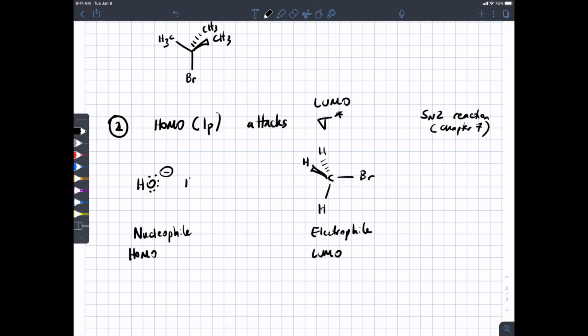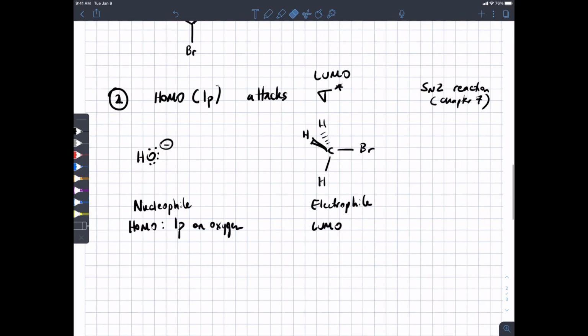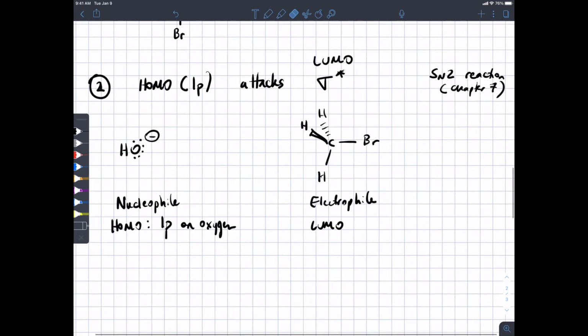Of course, the HOMO on the nucleophile is lone pairs on oxygen. And then how about our electrophile? What should the LUMO be? We've got 4 sigma stars in this molecule. 3 of them are carbon-hydrogen, 1 of them is carbon-bromide. So, what do you think? Go ahead. Yep, LUMO's got to be the carbon-bromide sigma star.